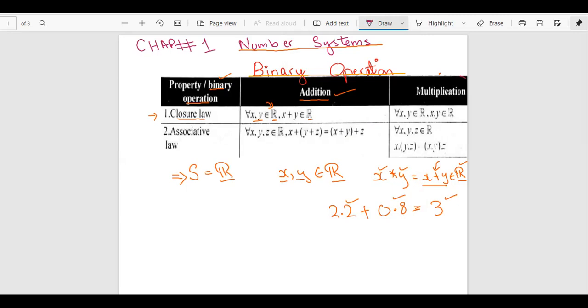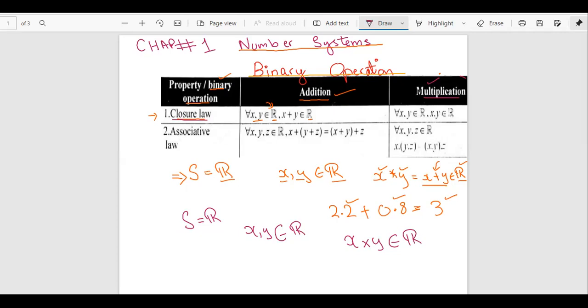Anyways, okay. Now we are talking about the closure law in case of multiplication, right? Again, the set is of real numbers. If x and y belong to real numbers, the important thing is that their product, when we multiply these two numbers, this answer should also belong to the set of real numbers. And if it does, we would say that it satisfies the closure law, right? So I hope this is clear. The closure law is clear.